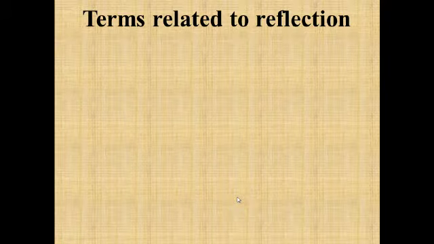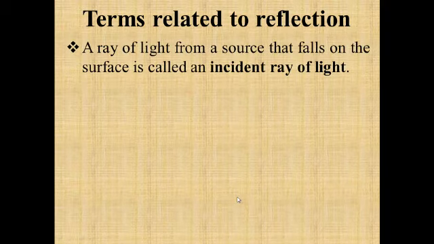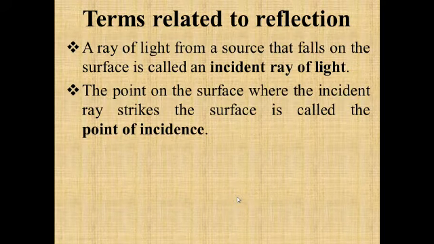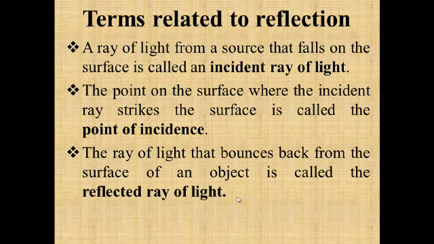Okay, so let's discuss the few terms which are related to reflection. First of all, the incident ray of light. A ray of light from a surface that falls on the surface is called an incident ray. Then the point at which the incident ray strikes the surface is known as the point of incidence. Then after striking at the point of incidence, the ray of light bounces back from the surface of the object. So that ray of light is known as the reflected ray of light.